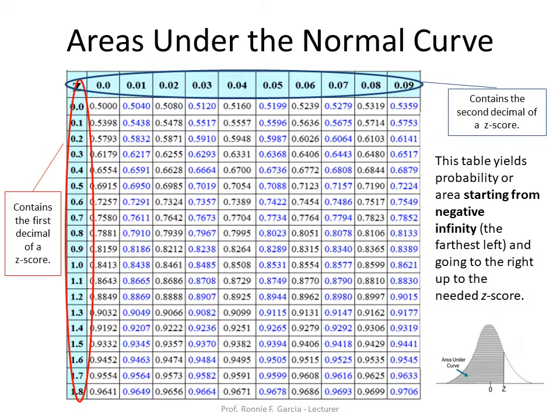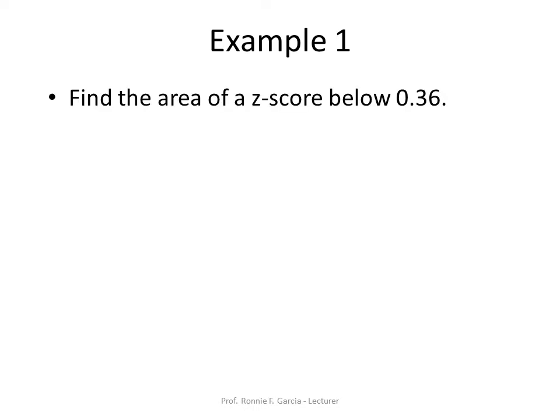There are also other tables available. There are tables that express the area of the normal curve starting from the center and so on. But the table that we are using right now starts from negative infinity going to the z-score that you are trying to solve. So I hope that's clear. Let's have the first example. Find the area of a z-score below 0.36.